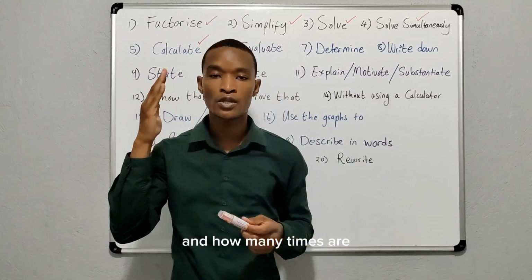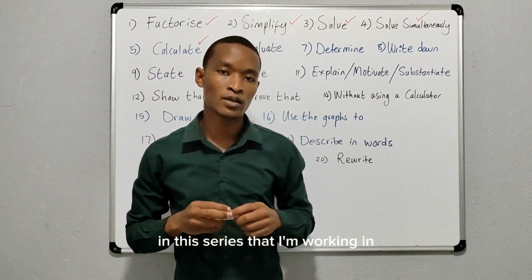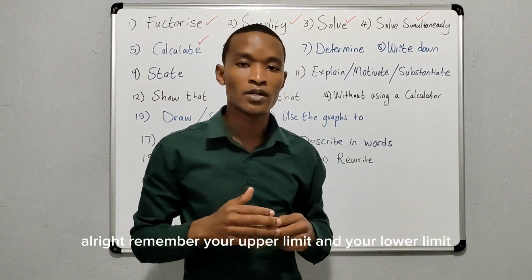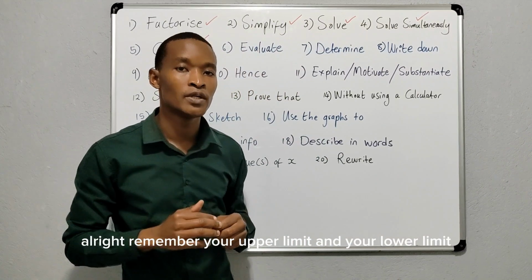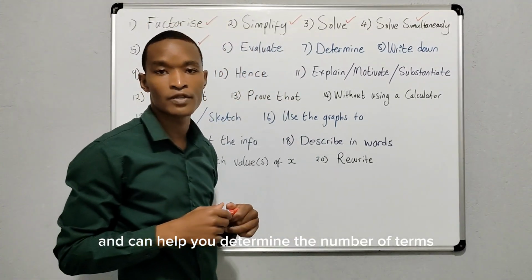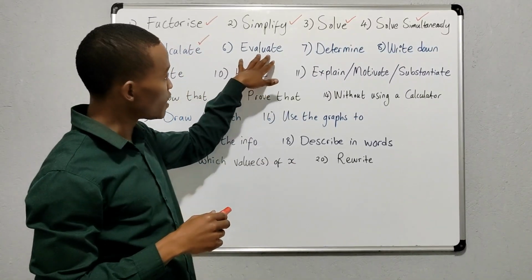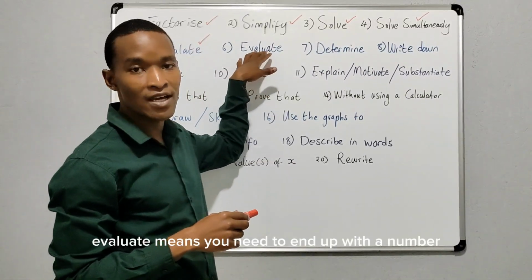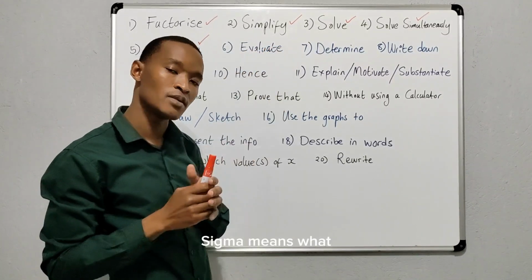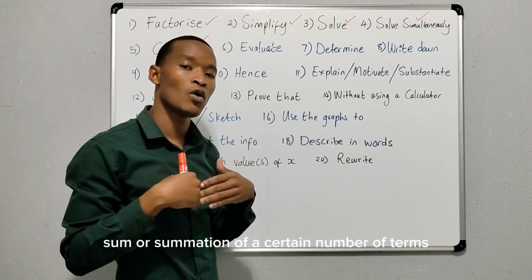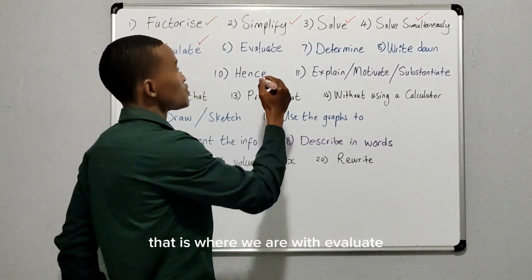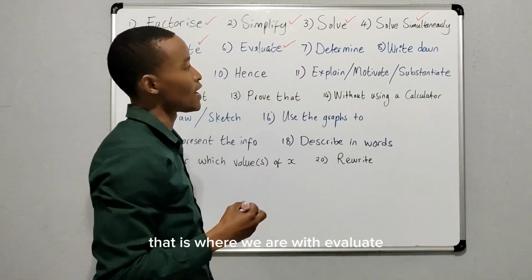And how many terms in this series that I'm working in? Is it 10 terms? Is it 15 terms? Is it 70 terms? All right, remember your upper limit and your lower limit gives you an indication of that and can help you to determine the number of terms in sigma notation. So evaluate means you need to end up with a number to find the value of. Remember, sigma means what? Sum or summation of a certain number of terms. So that is where we are with evaluate.